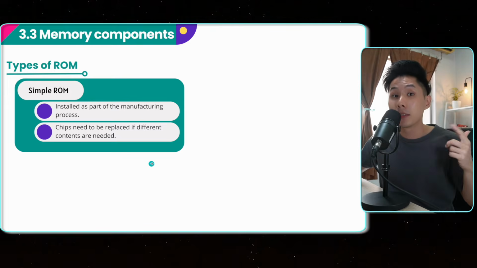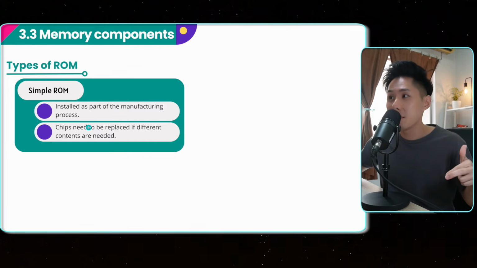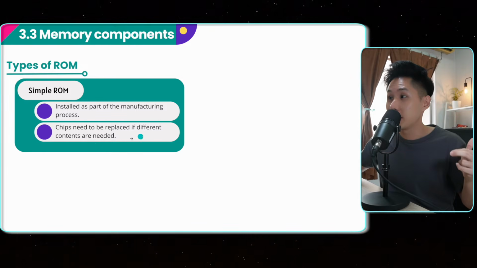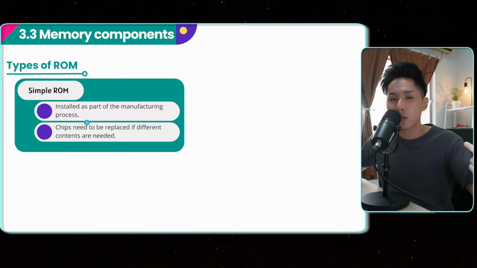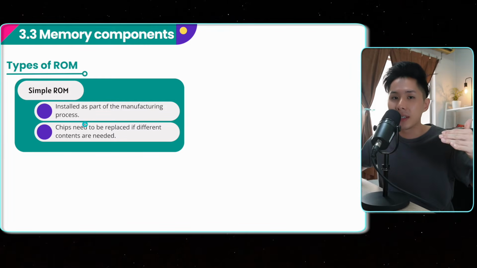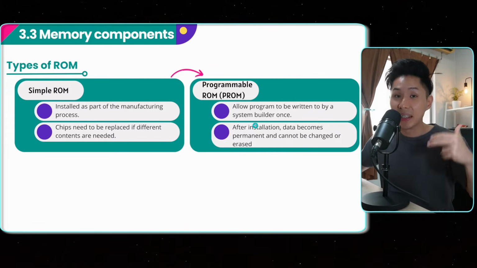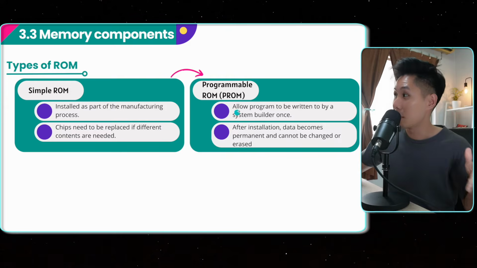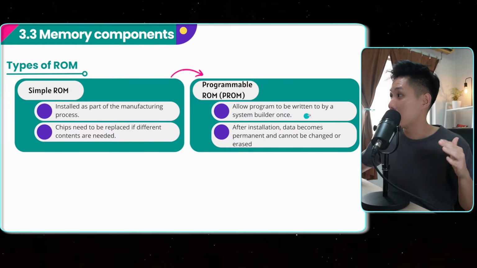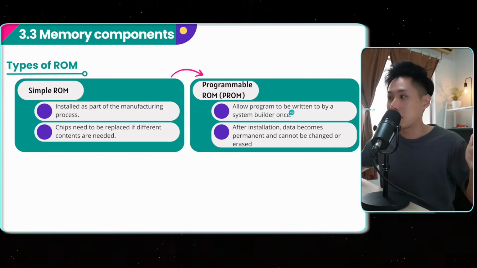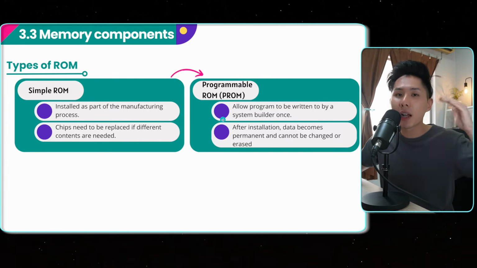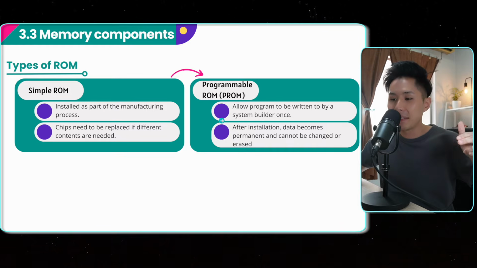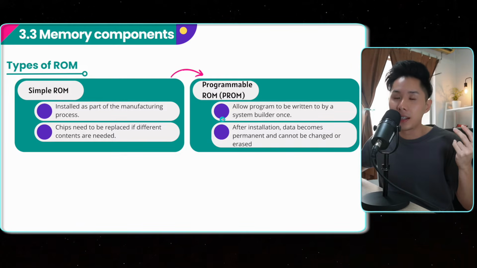And there are different types of ROM here. First is the simple ROM. It is installed as part of the manufacturing process. Chips need to be replaced if different contents are needed, meaning the content inside the chip is permanent, is set by the manufacturer, and you can't change it after it has been used. So the next level of a simple ROM is called programmable ROM. It allows a program to be written by a system builder once, like a programmer. So after installation, data becomes permanent. So with this, it's not customizable, but once you have done your customization, you can't change the data anymore, just like a simple ROM.